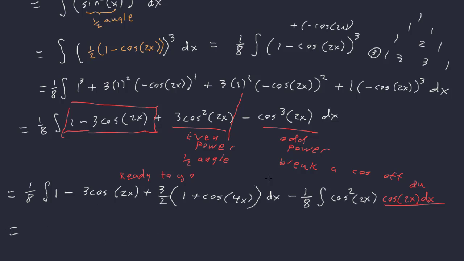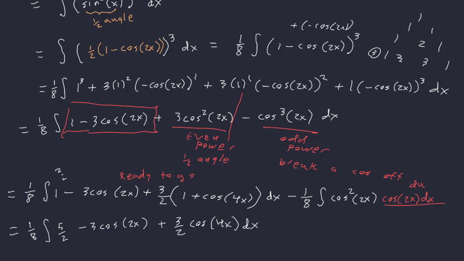All right, so here let's simplify this a little bit. I have a 1 plus a 3/2, so that's of course 2/2, so that should come out to be 5/2. So I have 1/8 integral of 5/2 minus 3 cosine of 2x plus 3/2 cosine of 4x. Notice we cannot combine these as like terms because this is a 2x and this is a 4x.